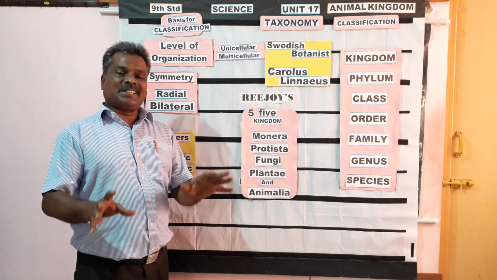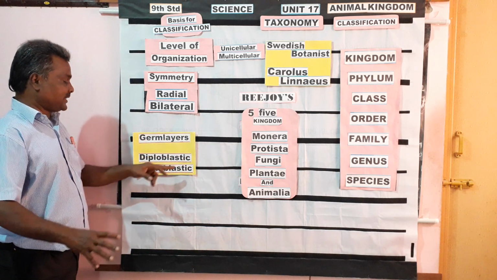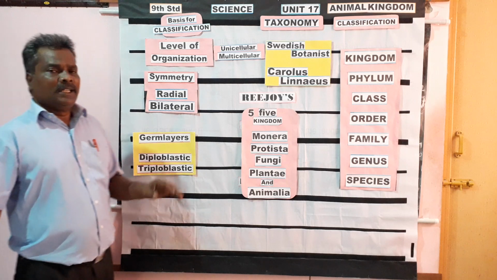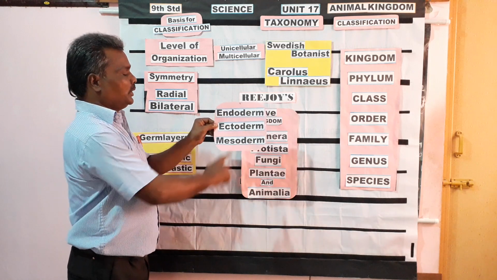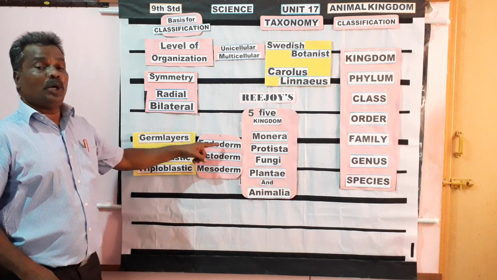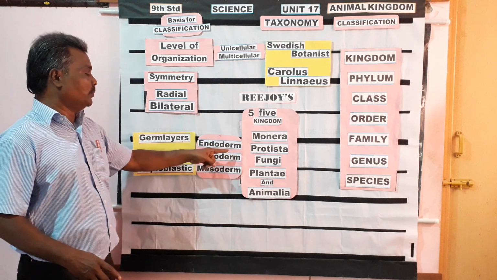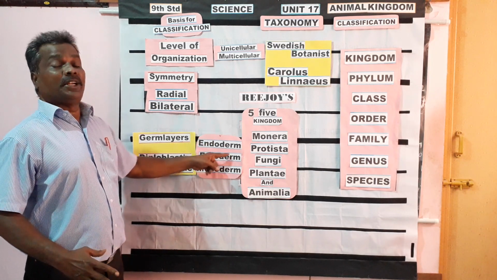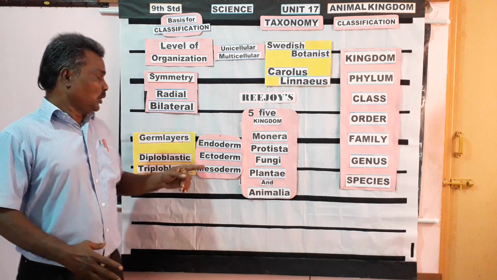On the basis of presence of germ layers, we can divide animal kingdom into two, diploblastic and triploblastic. What is diploblastic and triploblastic? Generally, there are three types of germ layers: endoderm, ectoderm, mesoderm. Endoderm means internal, inside germ layer is called endoderm. Ectoderm is external germ layer is called ectoderm. Mesoderm, middle. In between endo and ecto, mesoderm.